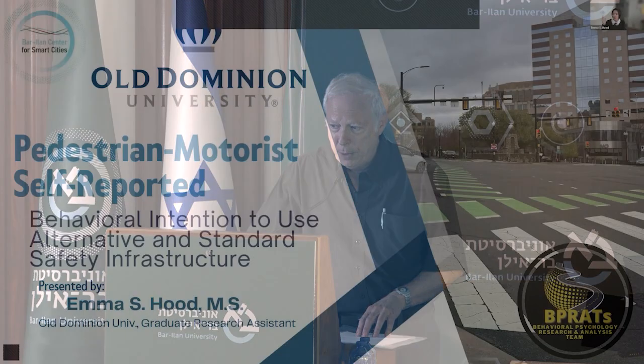We all know how crosswalks look, but what will happen to pedestrians and drivers if the crosswalks are in a different shape? Emma Hood will share her study about it.